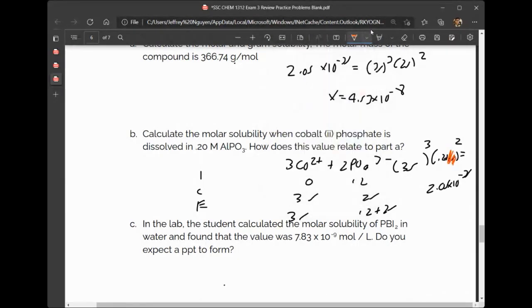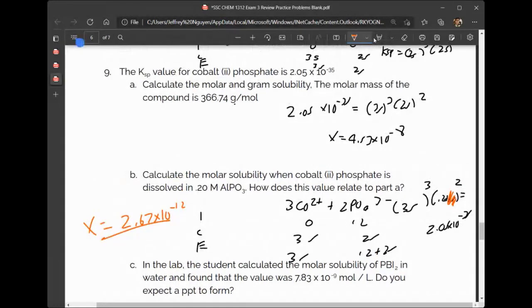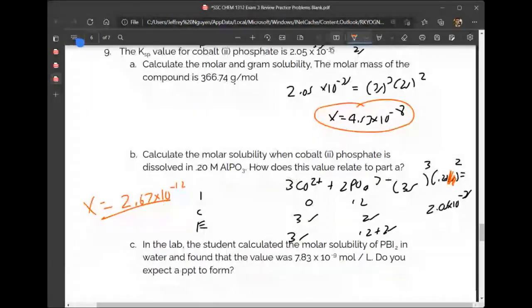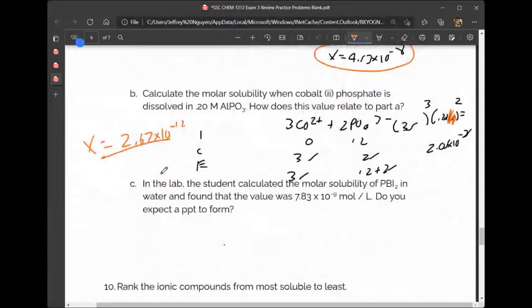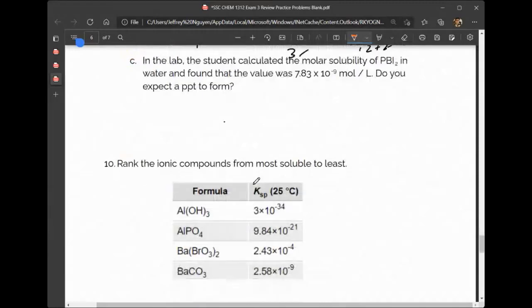So just cancel this out. And then solving for x, you get this, which is that. And so notice how it's smaller than this one up here because of the common ion effect, where the value gets bigger to the smaller to account for the shift.